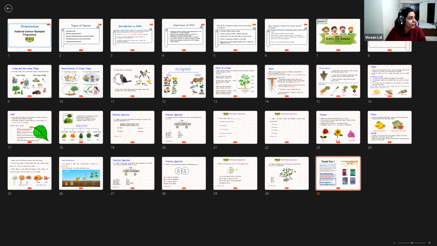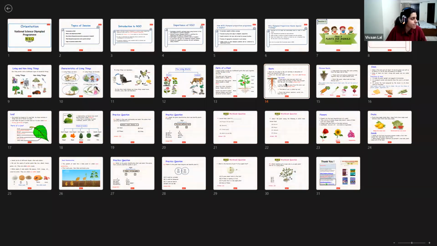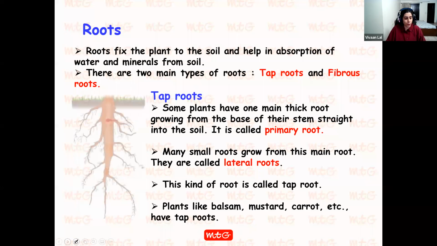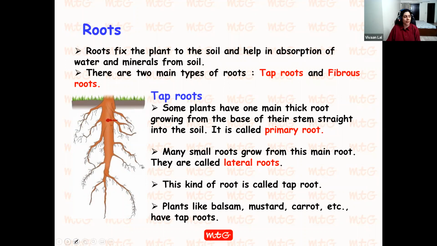Okay, Dikshita, I'm waiting for your answer. Saharsh has written maize has fibrous root. Dikshita, taproot, it's very simple. Look at the picture here. Ma'am, can I say? Who's this? Trisha. Yes, beta. Beetroot. Beetroot will be? I'm asking the taproot, beta. Ma'am, can I say? Yes, yes, beta. Ma'am, it's carrot.